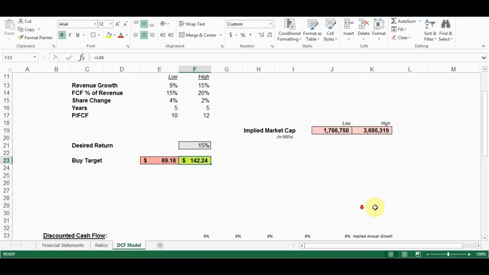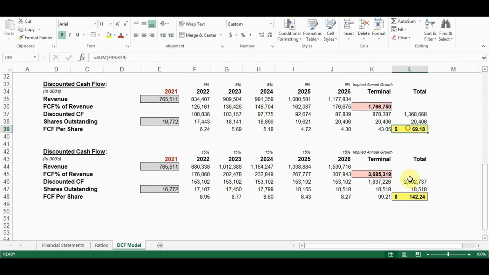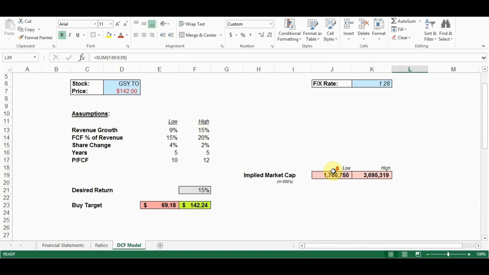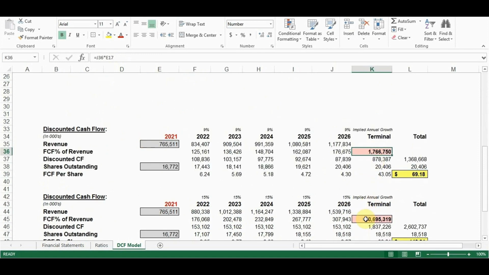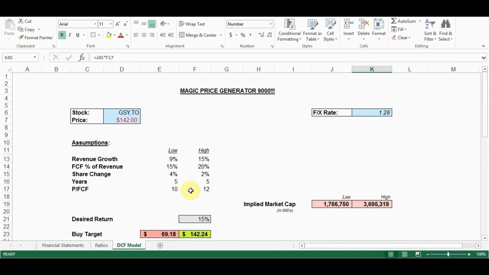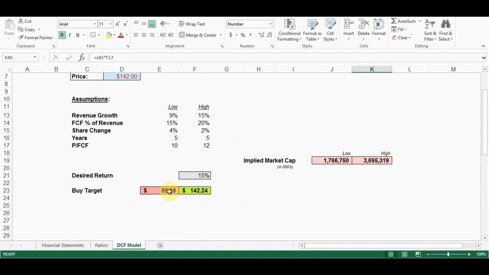Basically these buy targets are being pulled from down here. You can see they're the exact same numbers, so you don't really have to copy anything from here. The implied market caps right here are basically the terminal multiples being pulled. But the main thing, all the work goes on down here. This is the calculator. These are basically just assumptions, which produce this.